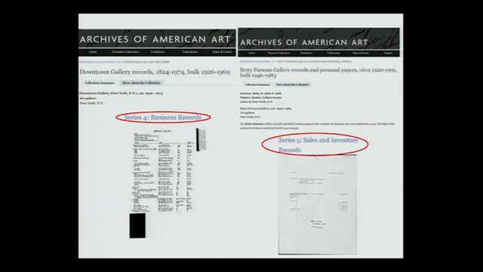I set out to study the market in which Castelli operated with such long-lasting success, and I made a wonderful discovery: the digitized archives of the Betty Parsons and Downtown galleries at the Archives of American Art. What caught my eye specifically were the sales and business records, in which I found invoice books.